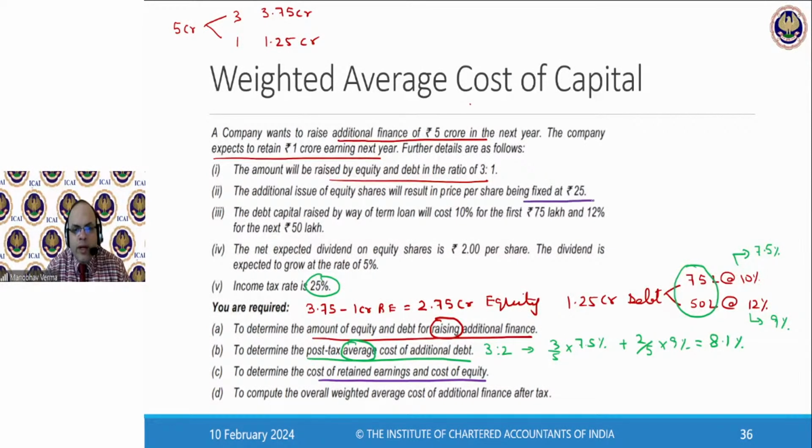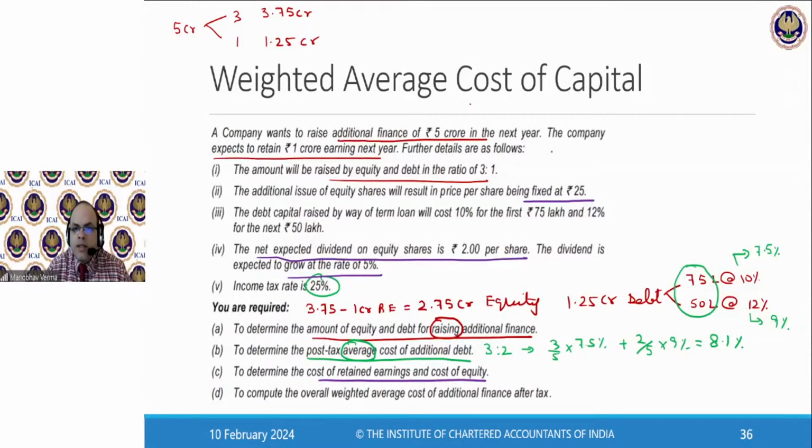Share price is being fixed at 25 and net expected dividend on equity is 2 per share. Dividend is expected to grow at 5%. So what do we do? What should be my cost of equity here? I want you guys to be very, very careful. Some people are telling me cost of equity and retained earnings is 13%. Okay. Some people are saying 8.4. Eximmer, have you added growth rate? I guess again, some people are missing growth rate, guys. Make sure that you don't miss the growth rate part, please.